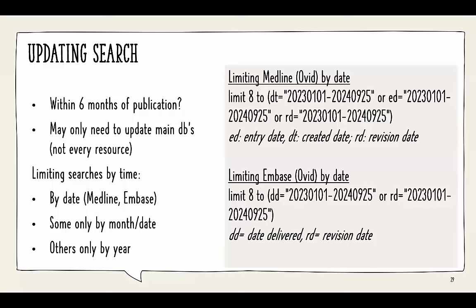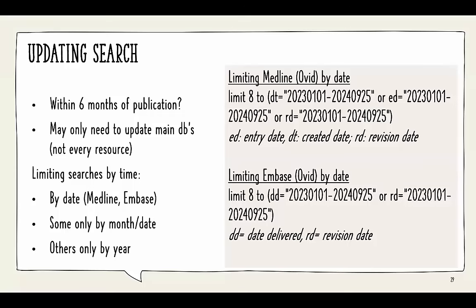Maybe they just do, and I'm putting this in quotation marks, the main databases of the search. And then, of course, we know that when you're limiting by date, different databases have different levels where you can do that. I'm using here the way that we limit Medline and Embase to the dates. And then we know some databases just do it by month and date, and some you can only do by year.